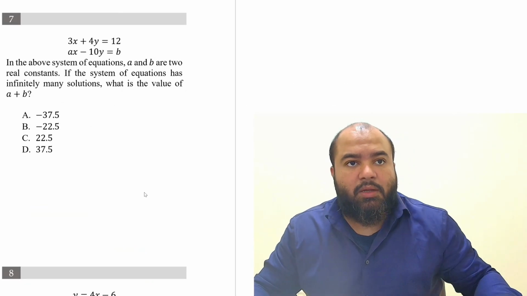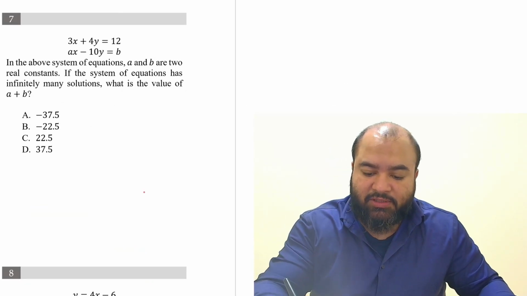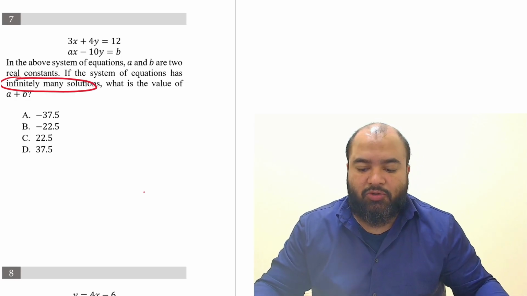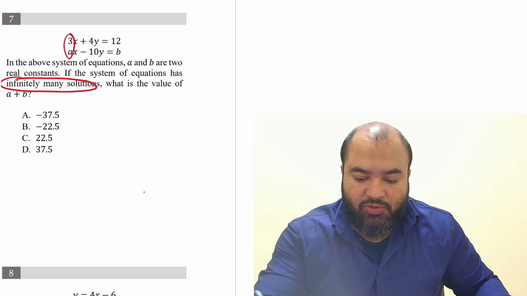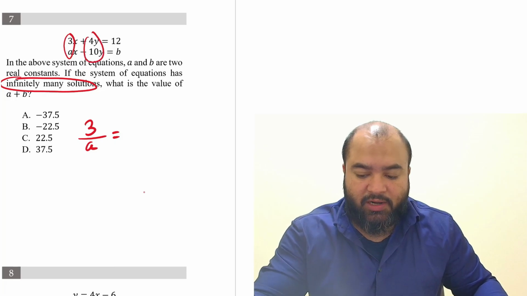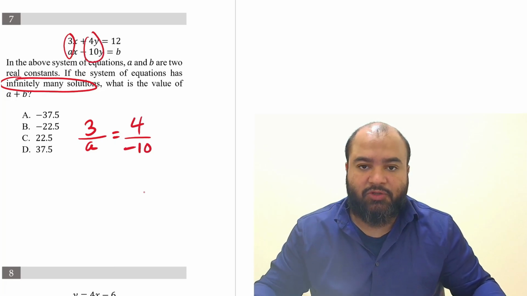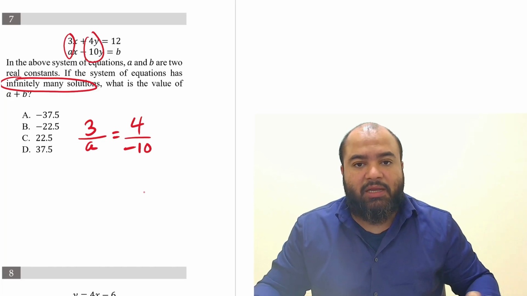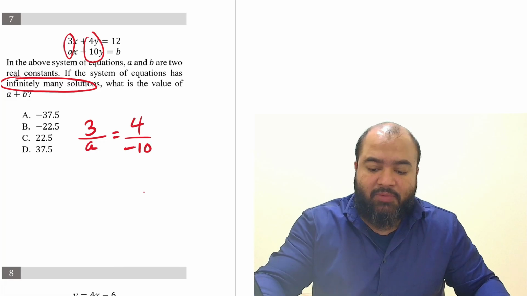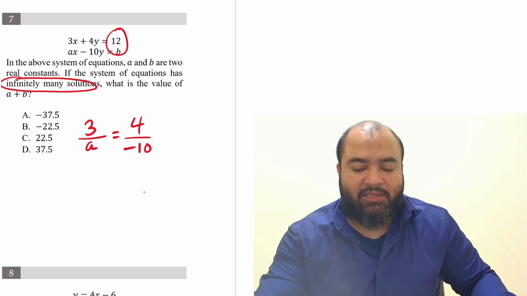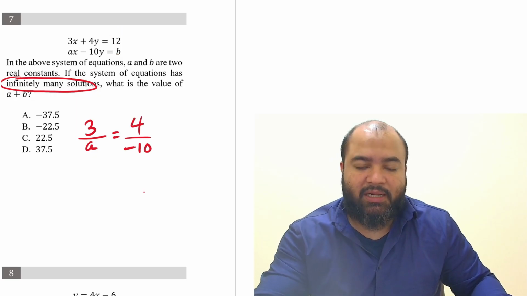Simple. Now question 7 is asking, the system of equations has infinitely many solutions. So far we have done no solution, right? So for no solution, we would do 3 over a equals 4 over -10. That's what we would have done for no solution. For infinitely many solutions, you can also do this. But what is the difference? I'm going to show you. For no solution, you cannot use the other side, 12 and b. But in infinitely many solutions, I can make a proportion with the other side as well.